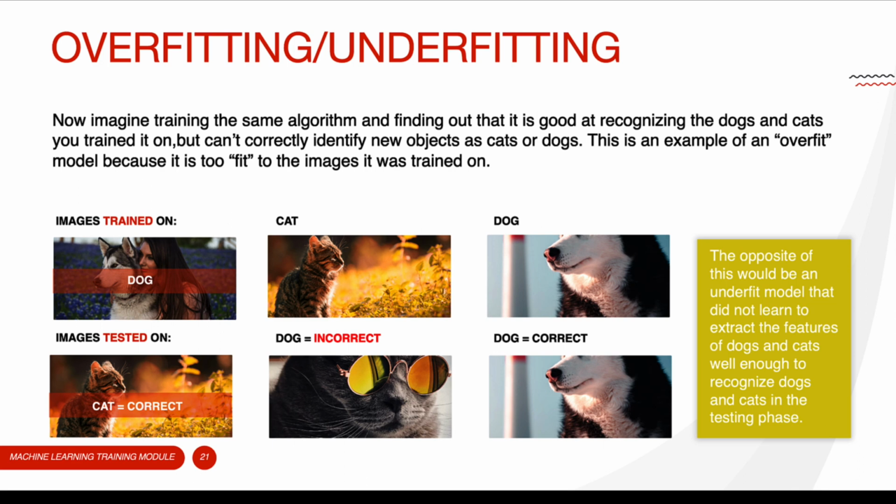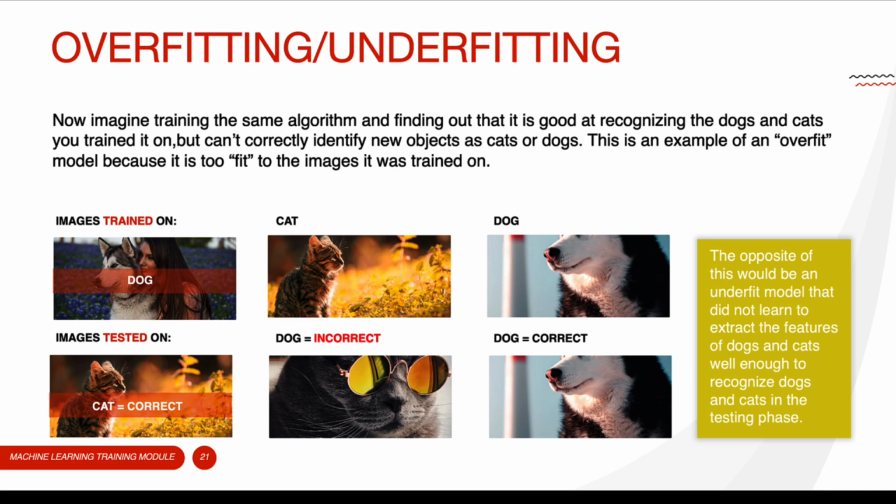However, it wasn't trained on the cat with the glasses, and hence mislabeled it as a dog, since it had not seen it before. So overfitting is the idea that the algorithm is very good at understanding and identifying things that are identical to what it was trained on.